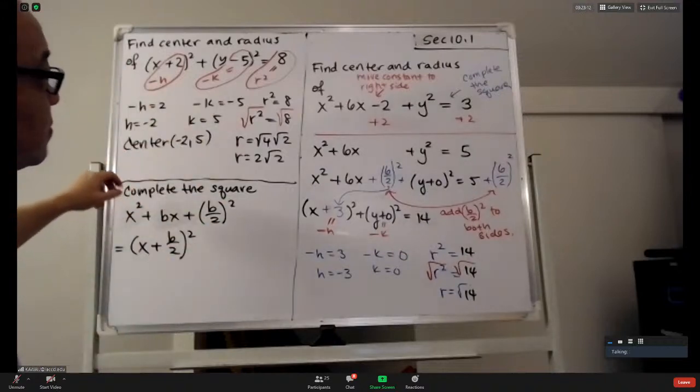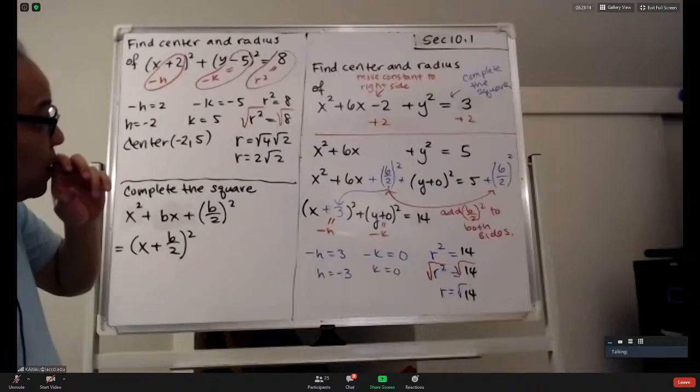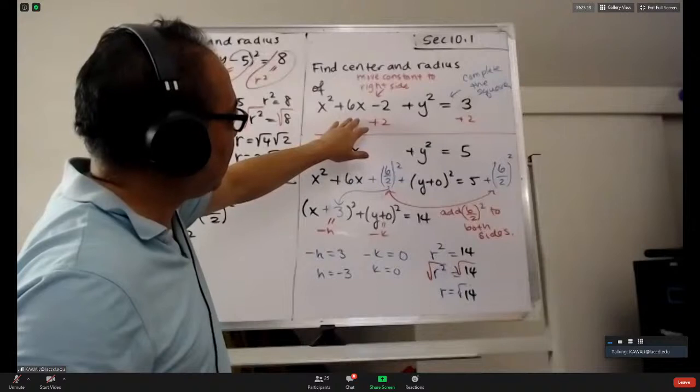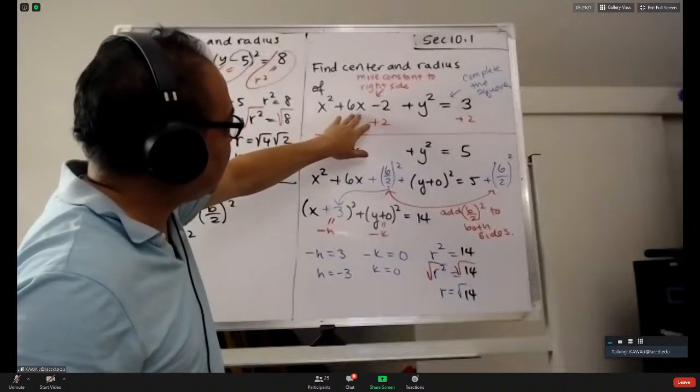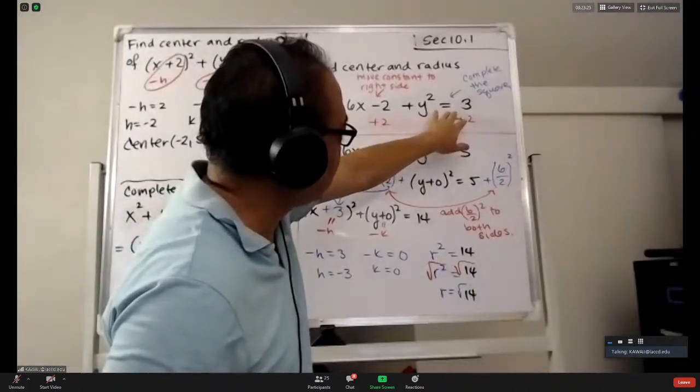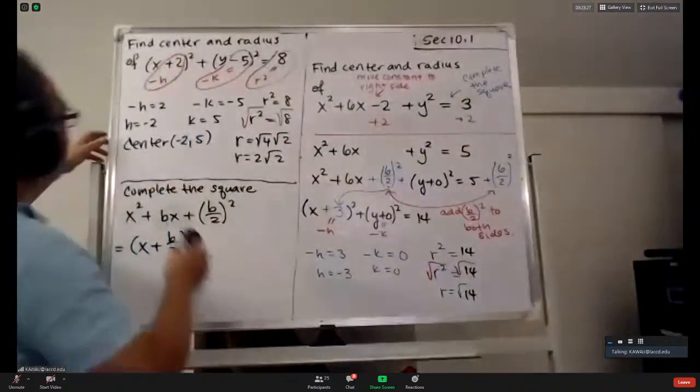Okay. Now, what I'm going to do is there are two types of problems. One where you have just a 6x, and another where you have both a 6x and then maybe something over here that has a y. So let's do that one.